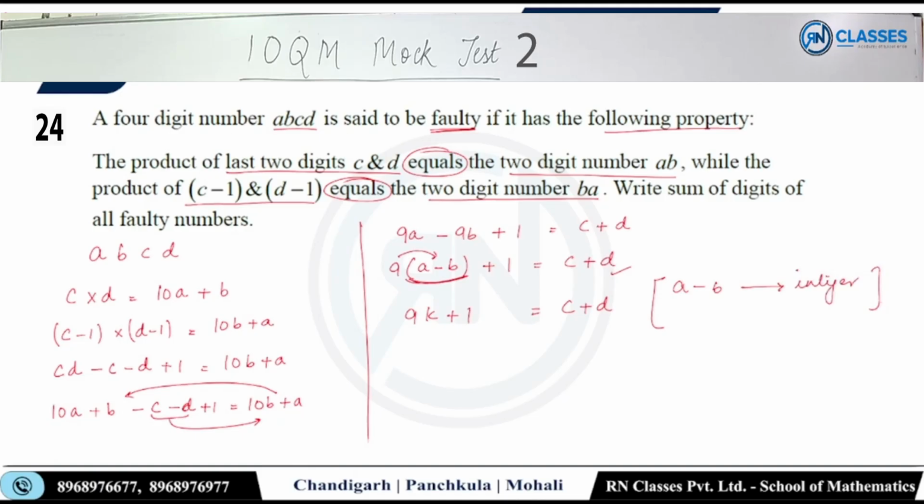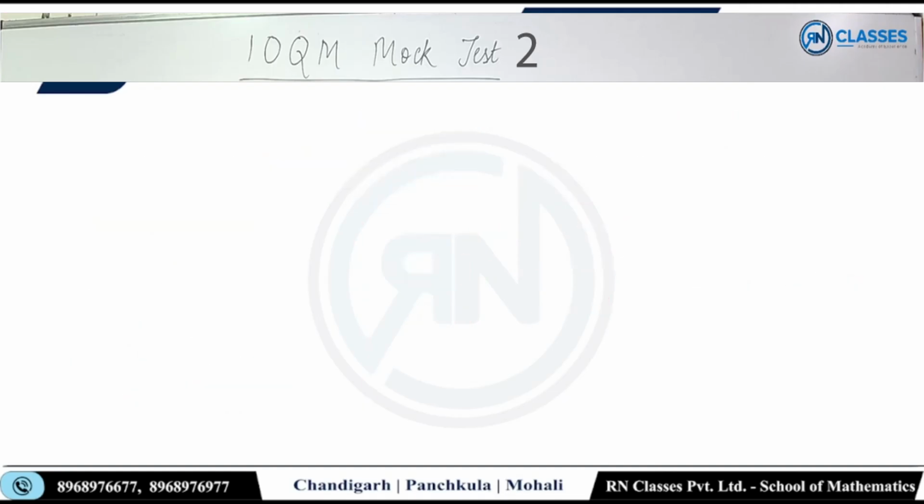अब ये इंटीजर बन गया, 9K प्लस 1 फॉर्म आ गया. K की वैल्यू पुट करनी पड़ेगी, ठीक है? मैं यहां पे लिखता हूं C प्लस D इज इक्वल टू 9K प्लस 1, ठीक है? केसेस बनाते हैं. K is 0, C plus D is 1, and K is 1, so C plus D is 10. K is 2, तो 18 plus 1, C plus D 19 हो जाएगा, ठीक है? 19. Sum of digits cannot be 19, ठीक है?